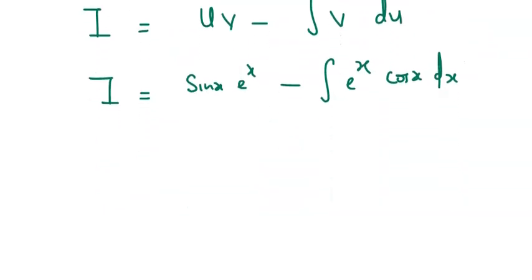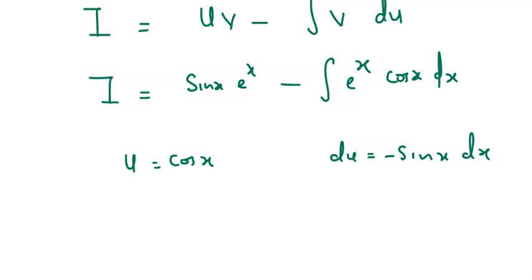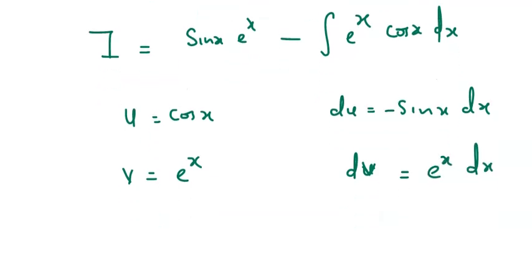Now we got another integral to solve using integration by parts. Here we're going to let again u be equal to the cosine of x, and then du will be the negative sine of x dx, that is the derivative of the cosine of x. Our v is the integral of e to the power of x, which is the same as e to the power of x, and dv is going to be e raised to the power of x dx. So we use that method once again.